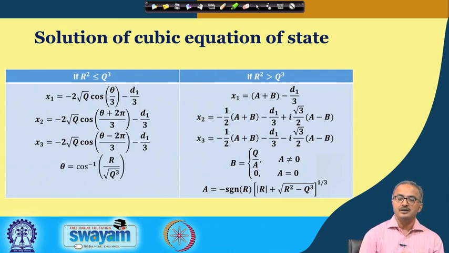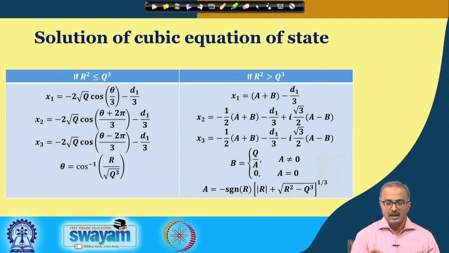However, I must mention that this is one of the previous methods. Later on, many modifications were done for this method. Here I just want to mention one thing: SGN shows the sign. Whatever value of r you get, you have to pick up the sign of r. This is the meaning of this particular operator.